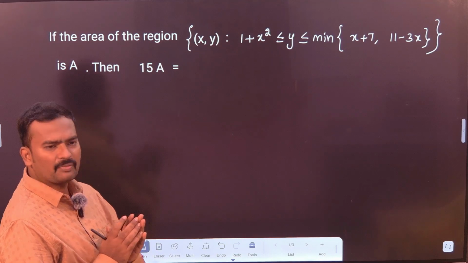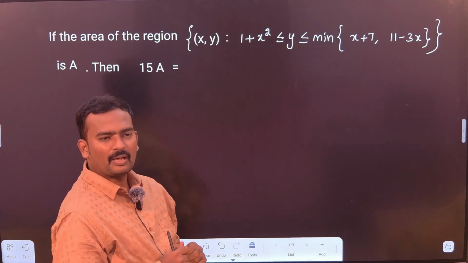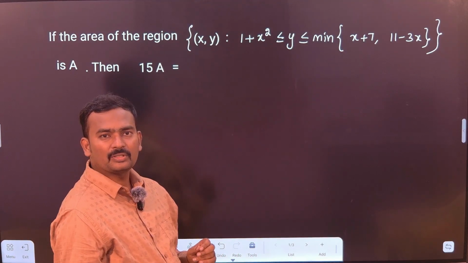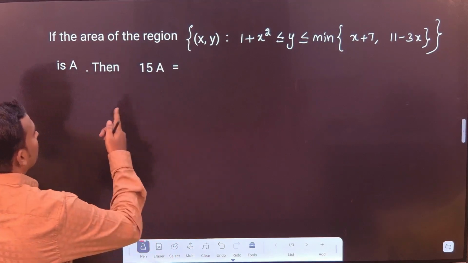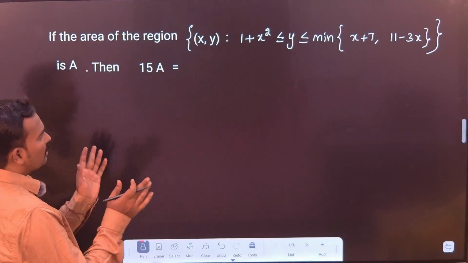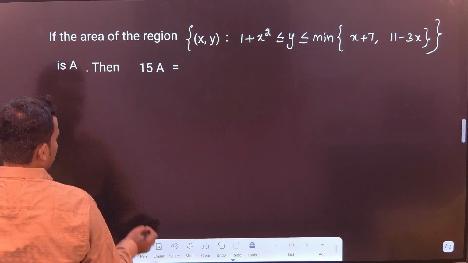Some of the students are facing difficulty with the minimum of two functions. So I have already posted many videos. If you have not yet watched them, please watch my videos, okay. You can see the first thing, you need to find the area under the curve, right? First, you can split it.